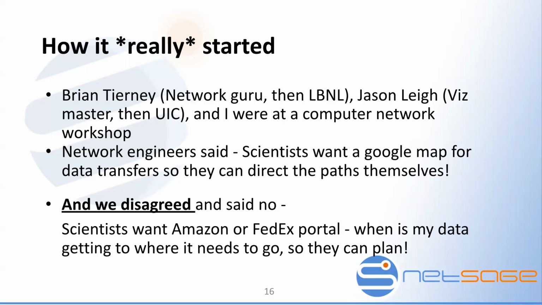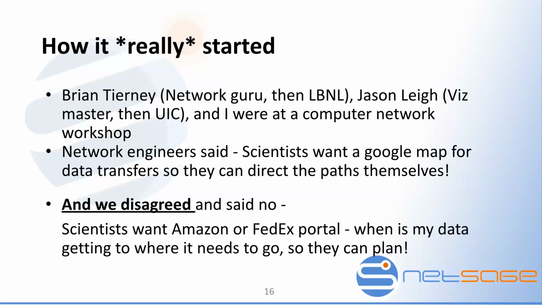I don't want Google Maps. I want a FedEx map or an Amazon portal. At the time, this is 2013-ish, 14-ish. I just want to know when my data is going to get there. And if it's running slow, I want to know why, and I want to know, hey, this isn't quite right. Who should I talk to to fix this?